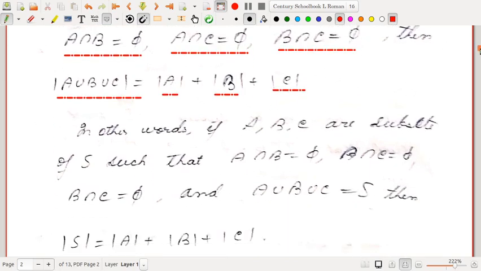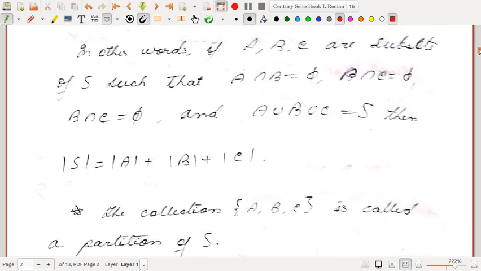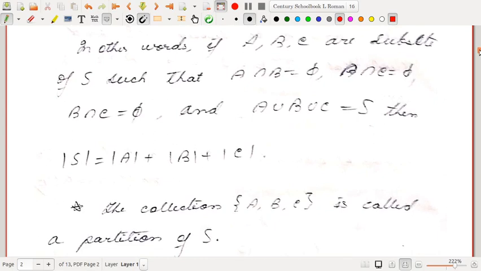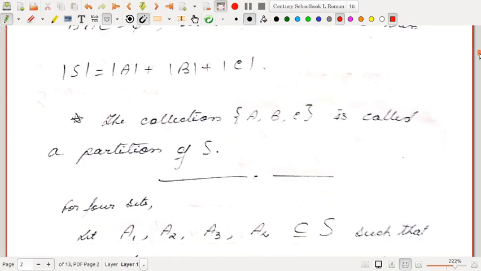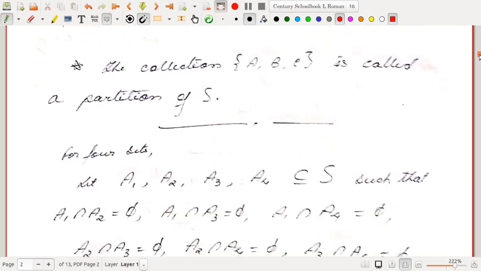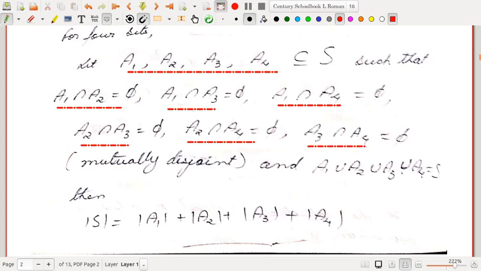In other words, if A, B, C are subsets of S such that A intersection B is phi, A intersection C is phi, B intersection C is also phi, and A union B union C is S, then the number of elements of S is the number of elements of A plus the number of elements of B plus the number of elements of C. The collection A, B, C is called a partition of S. Similarly, for four sets, let A1, A2, A3, A4 be 4 subsets of S such that A1 intersection A2 is phi, A1 intersection A3 is phi, A1 intersection A4 is phi. The intersection of any two of them is phi, so they are mutually disjoint.